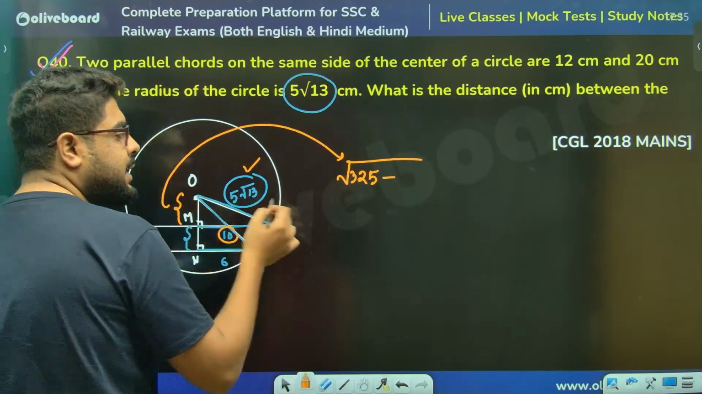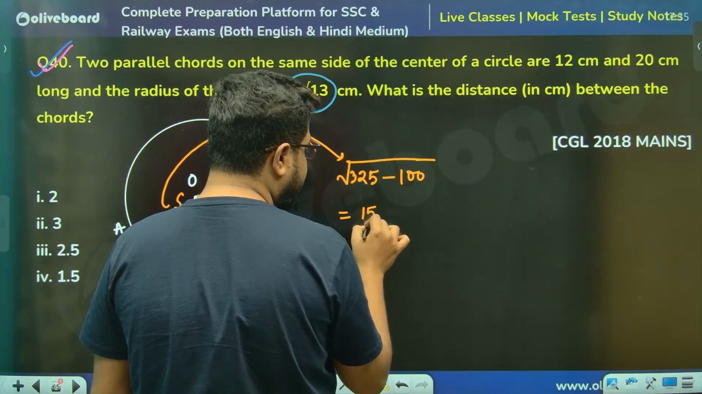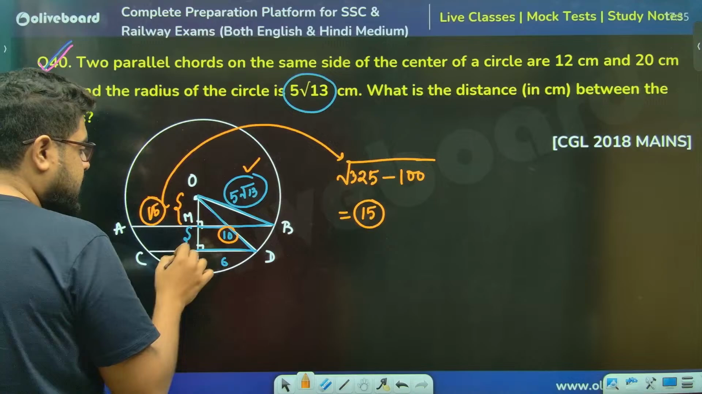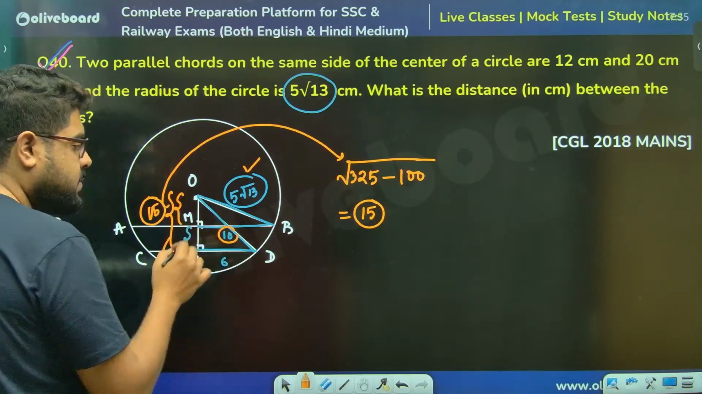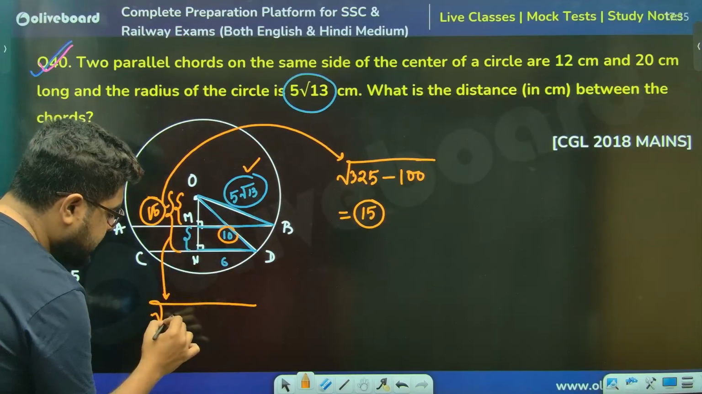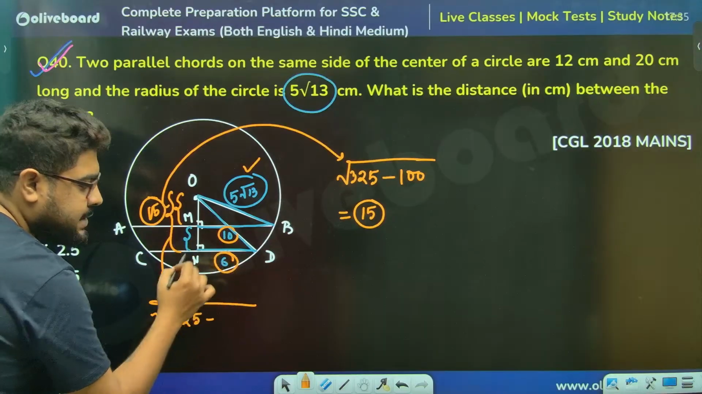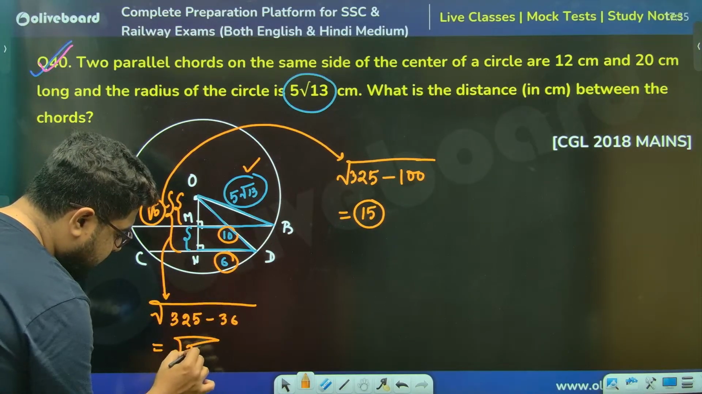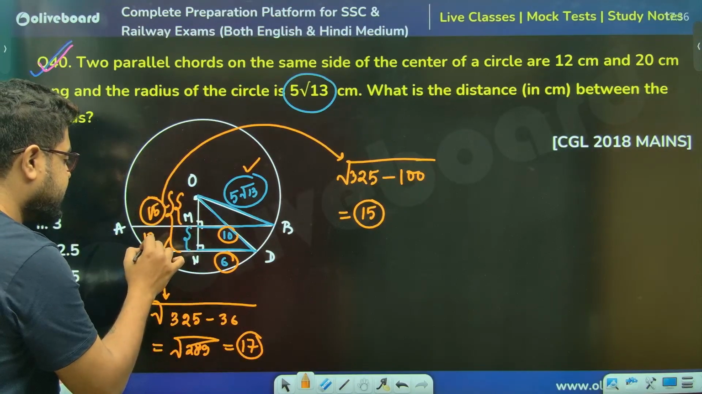This is 10, meaning 100 plus 225 gives 15 squared, so OM comes out to be 15. Now again, let's figure out ON. The hypotenuse is 5 root 13, so squaring gives 325, minus 6 squared which is 36, so it is 289. That gives you 17. So this whole thing is 17.